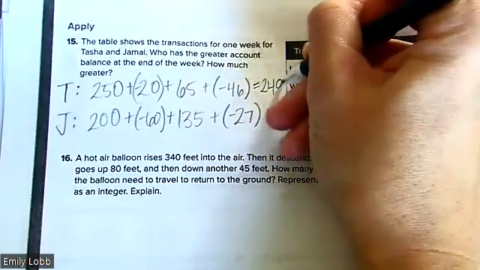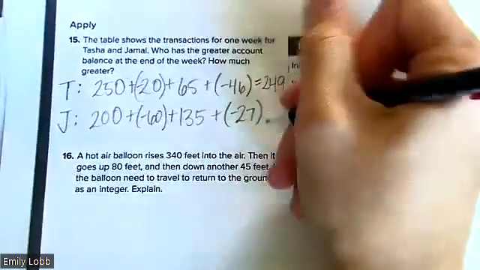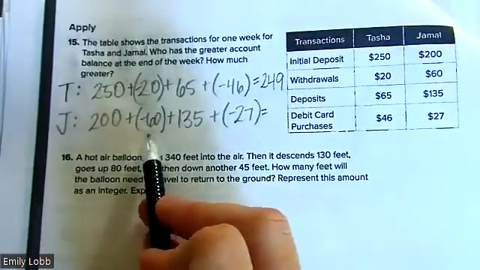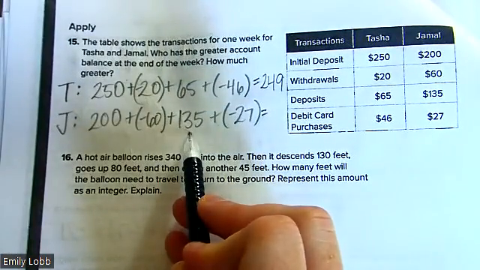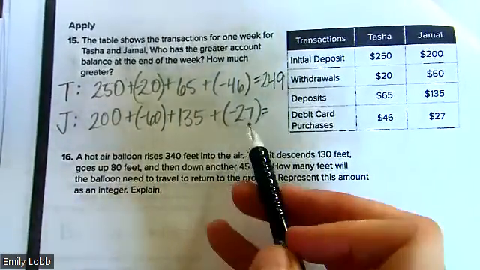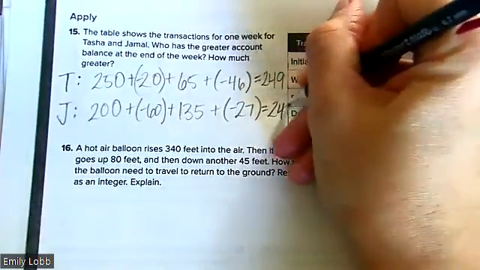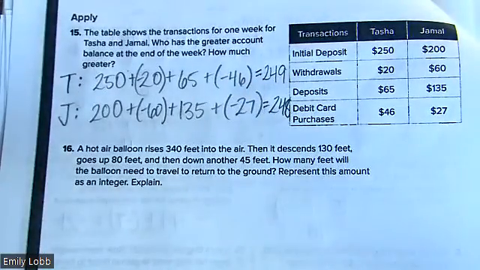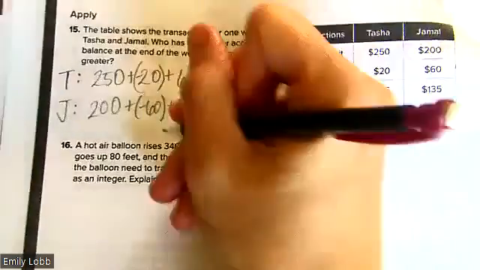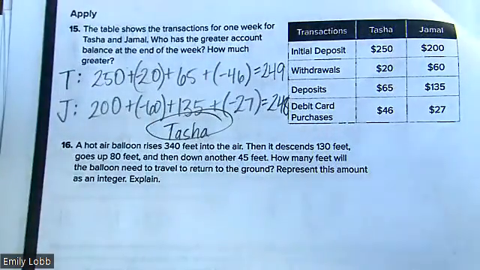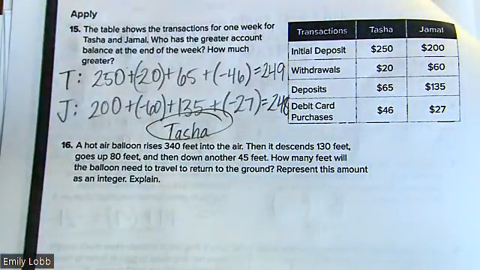249, did anybody else get that? Awesome, thank you. And here you have 140, 275, 275 minus 27, 248, is that what you got? Yep. So it was close. But Tasha won. Who had the greater account? Tasha by $1. Man, they really kept that close.